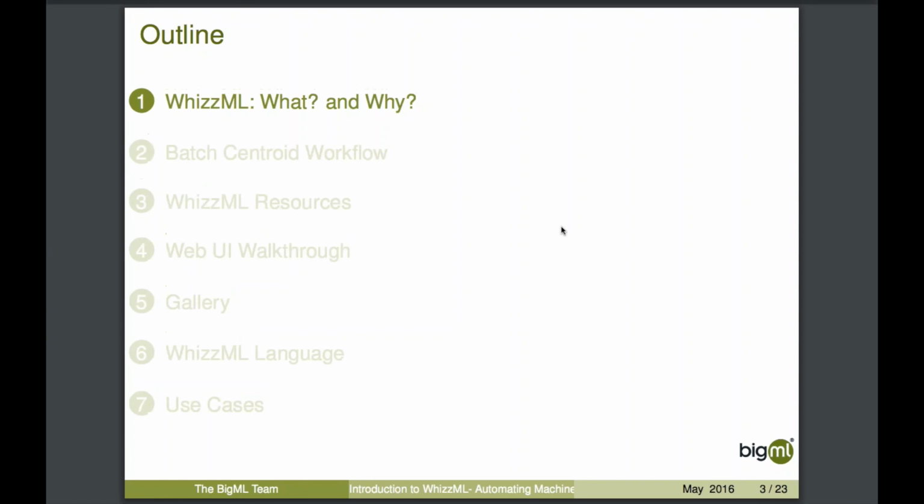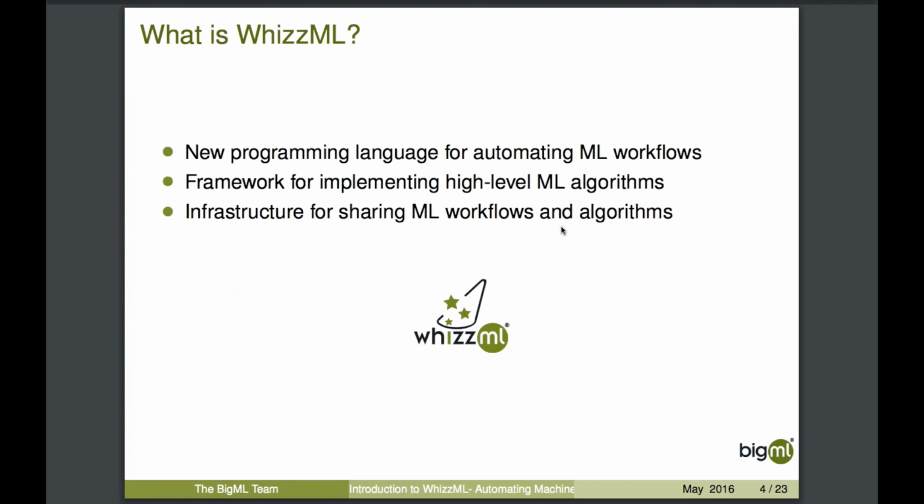So, to get started, what is WhizzML, and why did we implement it? WhizzML is a programming language for automating machine learning workflows. It is a domain-specific language on the BigML platform. It's also a framework for implementing high-level machine learning algorithms. So now we can write these algorithms in ways that are much easier and much simpler than before. And finally, it's an infrastructure for sharing machine learning workflows and algorithms. With the gallery, now we don't have to reinvent the wheel every time we implement one of the traditional algorithms or a workflow.